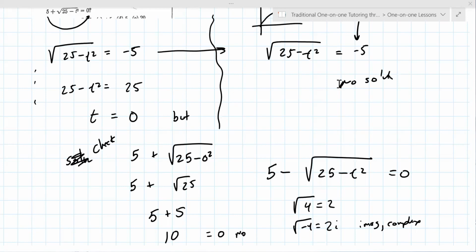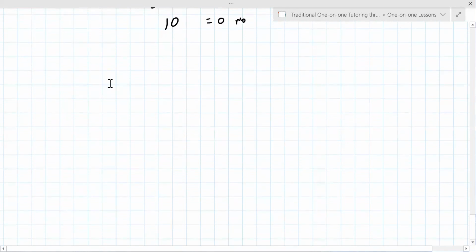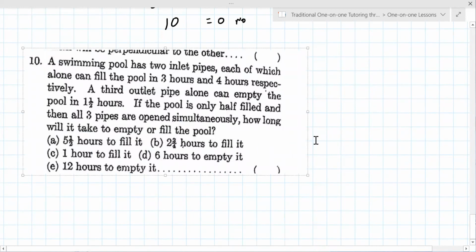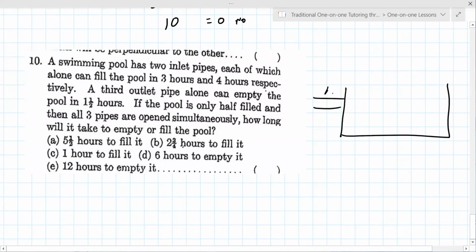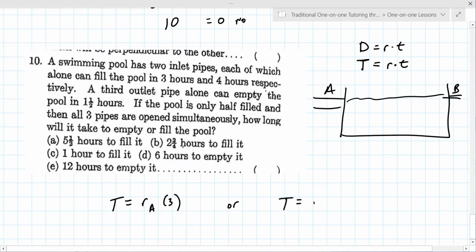A swimming pool has 2 inlet pipes. I don't understand these word problems. Well, they're tough. So there's a pool, and there's pipe A, and it does it in 3 hours. So there's a rate associated with A. D equals RT actually applies to these. It's really total quantity equals rate times time. In this case, the total is a full pool. So a full pool is your A rate times 3 hours. Or if you use inlet pipe B, a full pool is rate B times 4 hours. Okay, simple enough.